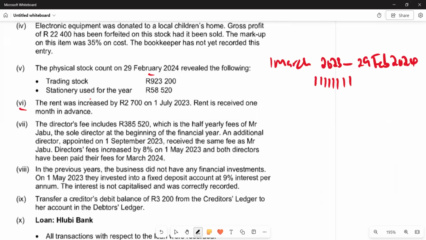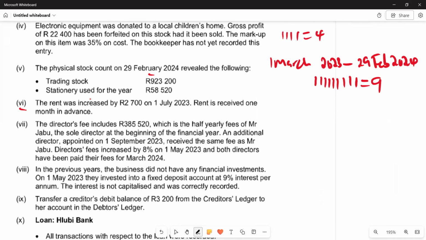And the last statement says rent is received 1 month in advance, which means for March 2024 it was also received. We have 1, 2, 3, 4, 5, 6, 7, 8, 9. So we have 9 months after it was increased. Before it was increased, remember it started in March 2023. So from March to the end of June when it was increased, we have March, April, May, June: 1, 2, 3, 4. Four months when it was not yet increased.